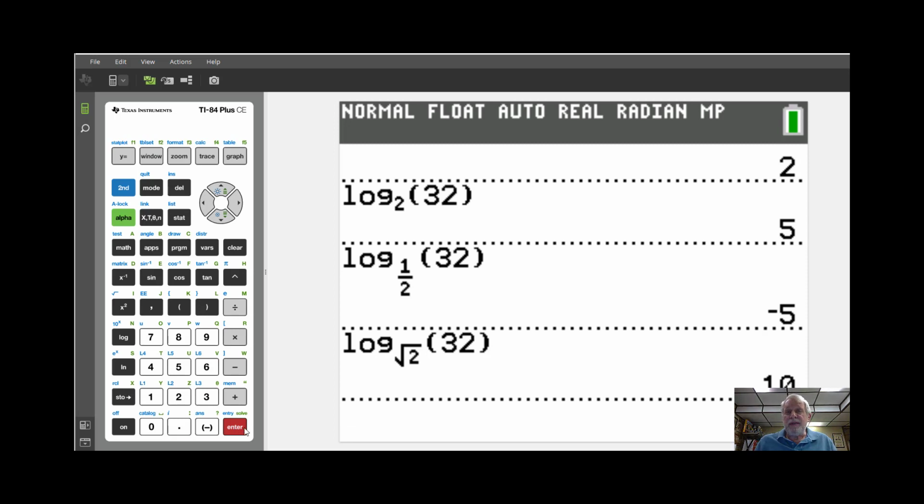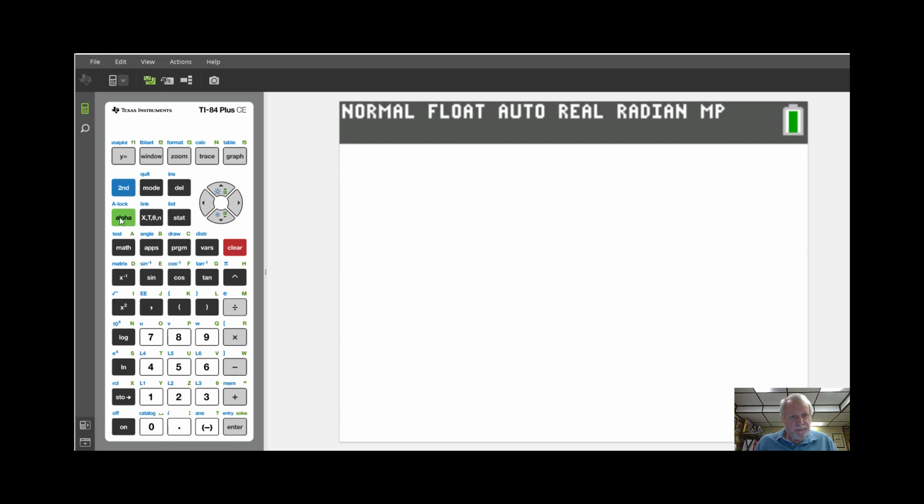But this now means that if you're going to ask questions about logs of different bases, it's got to be on the non-calculator part of your exam. On my exams, I have 2 parts: green paper, go calculator; white paper, no calculator. And so for now, I used to let kids use a calculator on questions like this. Can't do it anymore. All right, let's press clear.